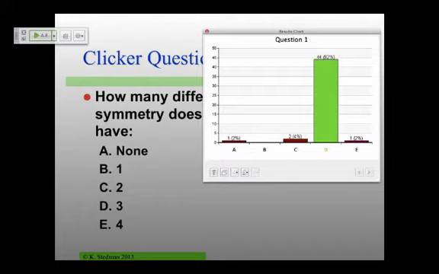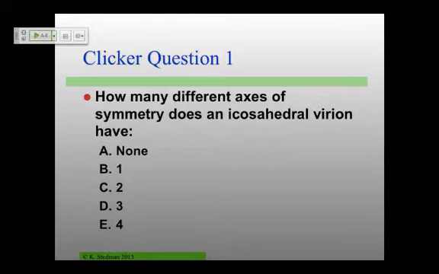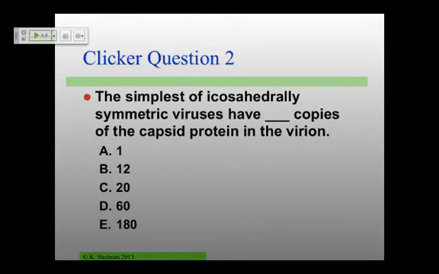So let's close that again. Next one. The simplest of icosahedrally symmetric virions have blank copies of the capsid protein in the virion. 1, 12, 20, 60, or 180.